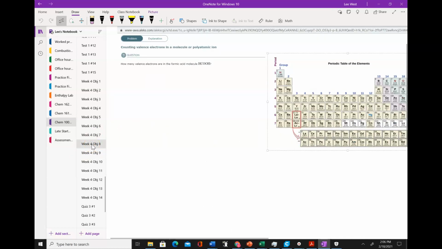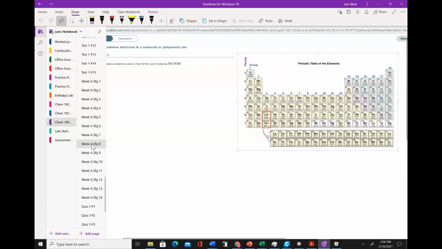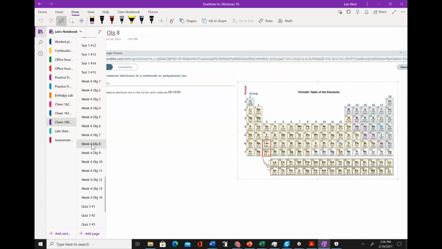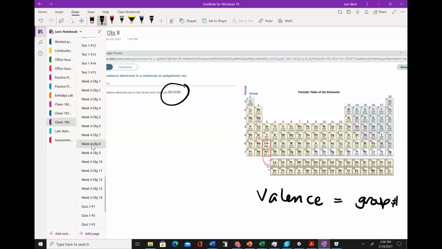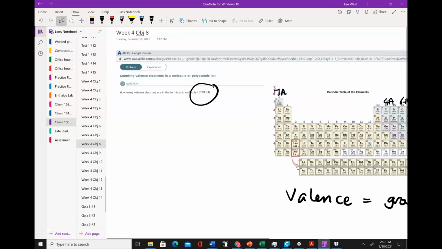All right, now we're asked to calculate how many valence electrons are in the formic acid molecule. So every atom here is a representative element, and for representative elements, the number of valence electrons just equals the group number. So hydrogen's in group 1A, carbon is in group 4A, and oxygen is in group 6A. So we just got to add everything up.